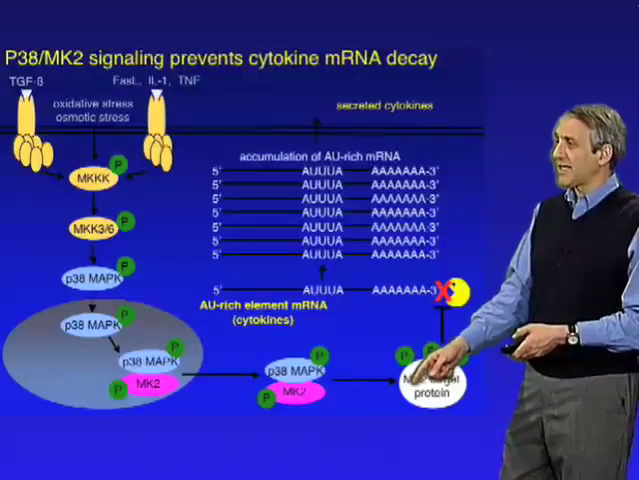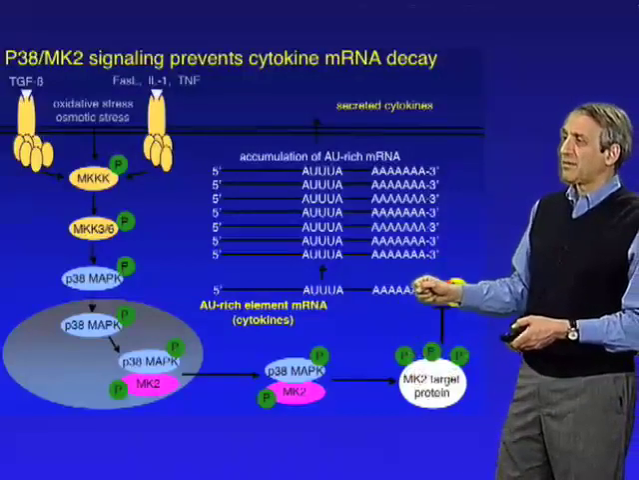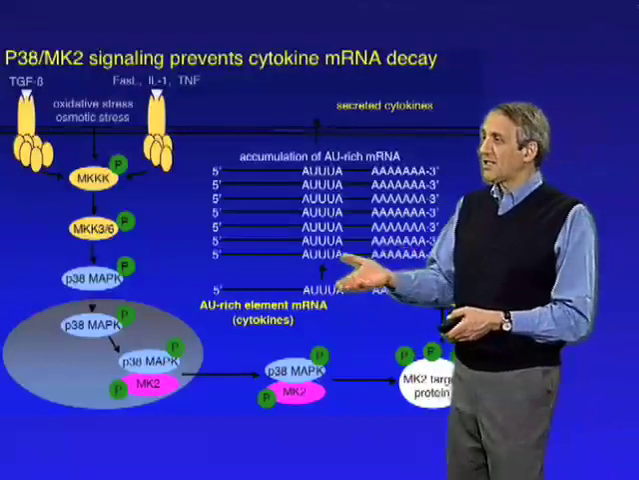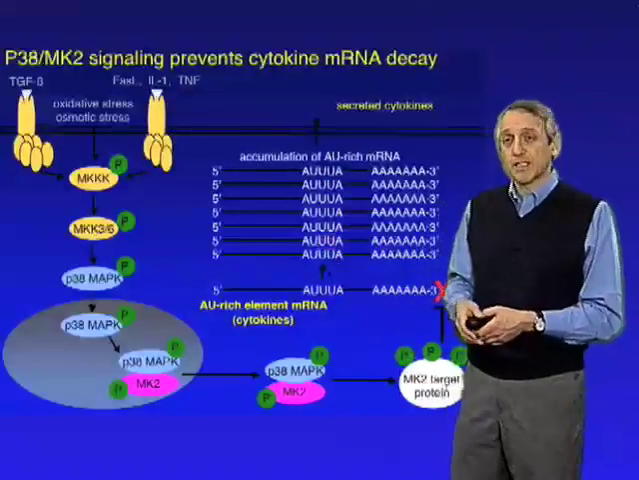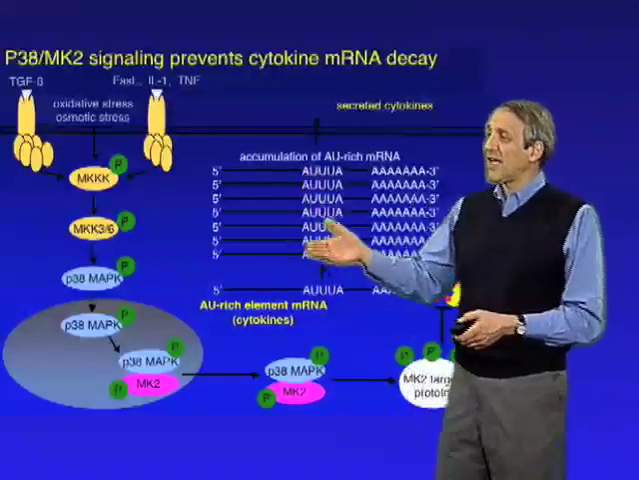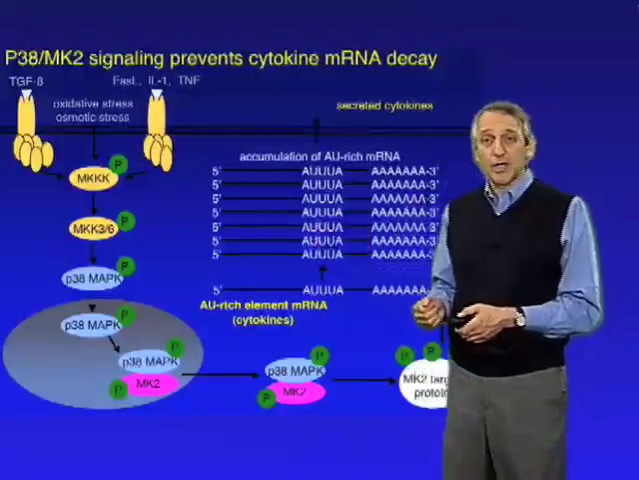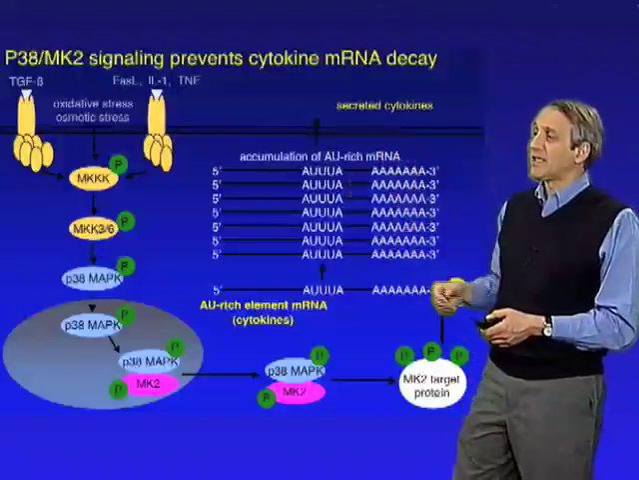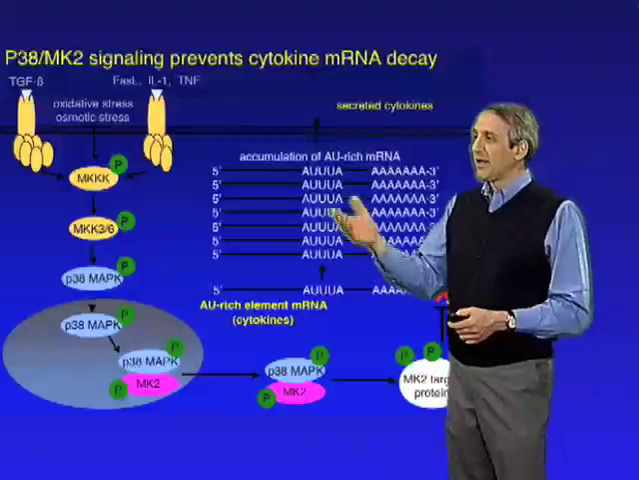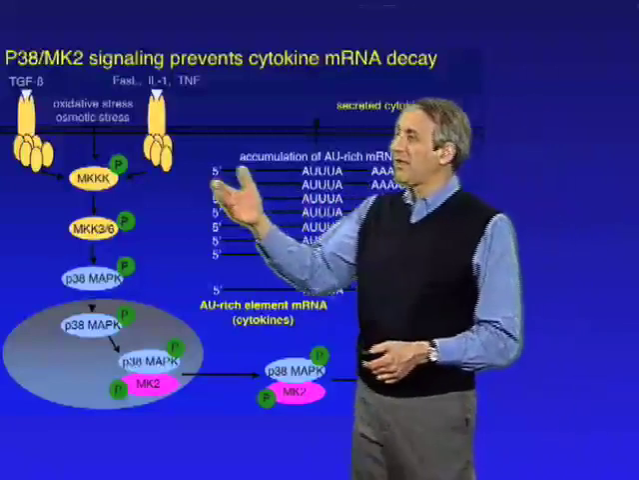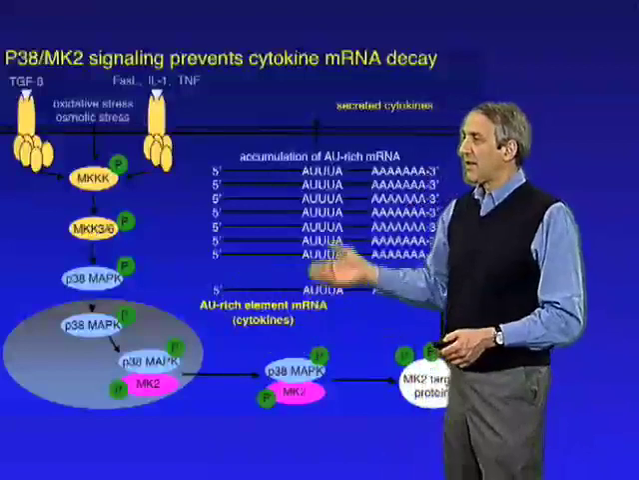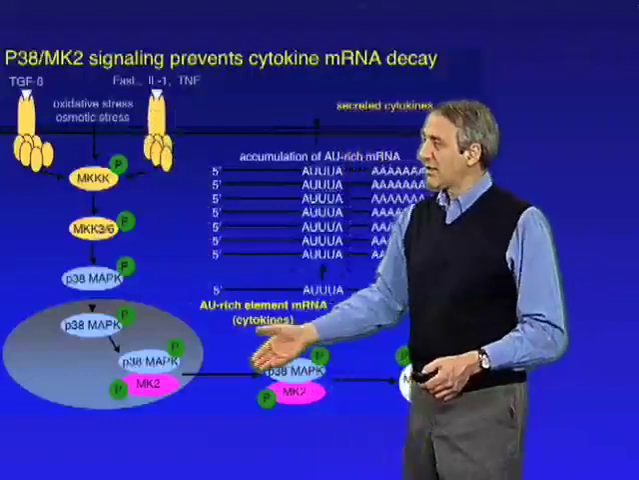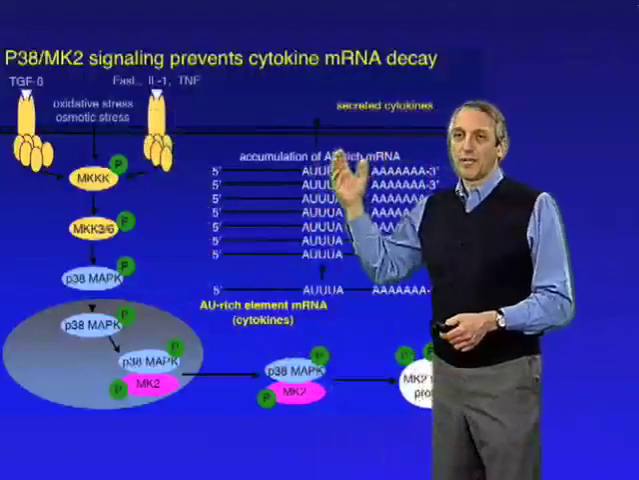MK2's cytoplasmic kinase activity blocks the degradative machinery that normally chews on ARE-containing messages and leads to their post-transcriptional stabilization in the cytoplasm. And that in turn, since many of these ARE-containing messages are cytokine encoding mRNAs, should lead to an enhanced release of secreted cytokines. So before I show you the experiment, let's look at the logic here. What this pathway really is, is an amplification scheme in which inflammatory signals from the microenvironment proceeding through this pathway lead to more inflammatory cytokine production.